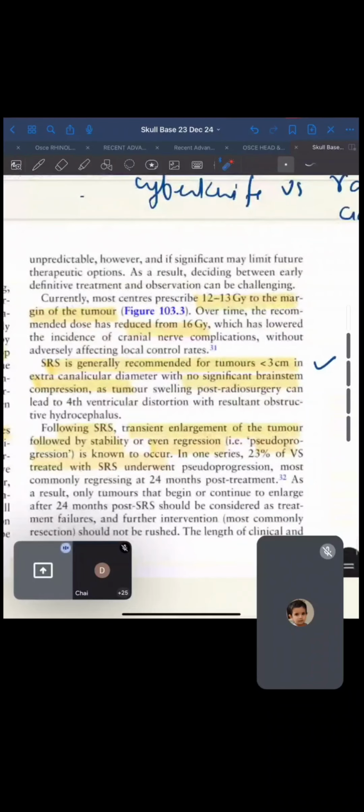Second question, what is pseudo progression? This is pseudo progression. After giving SRS there is transient enlargement of the tumor followed by stability or even regression. So this is pseudo progression.